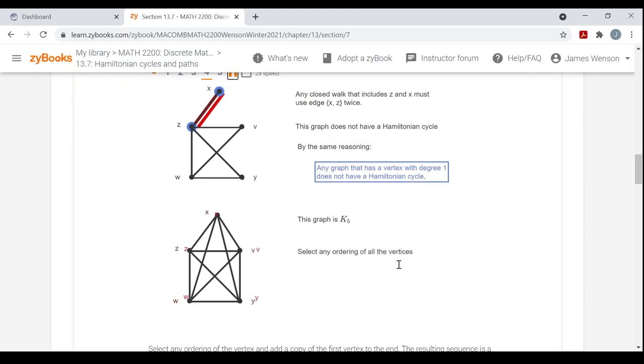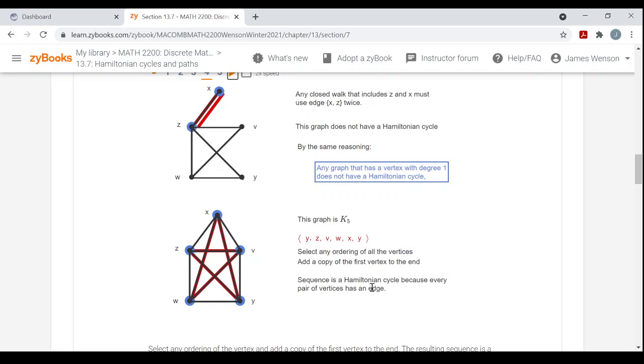And then you can select any ordering of the vertices. So they just put these 5 vertices in any order, and then copy the first at the end, and you can make it. Why? Because every vertex is adjacent to every other vertex. There's always going to be a path from one vertex to the next, and then you just complete the cycle.